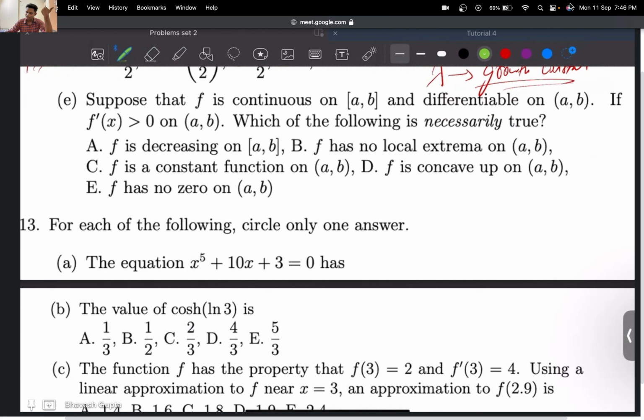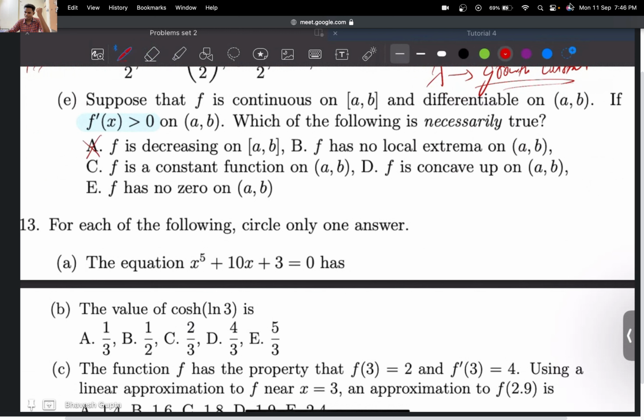Suppose that the function is continuous on a to b and differentiable on the open interval a to b. That's the same regular statement. The new thing you see here is that f of x is strictly increasing in the given interval. So what can we say? First of all, option A is wrong, because option A tells you that the function is decreasing. So definitely this is wrong.